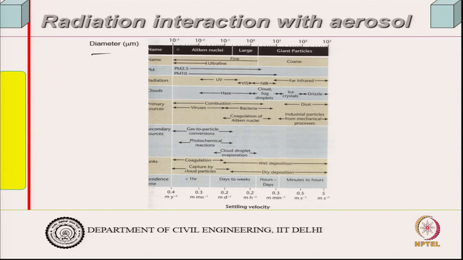If you look at the diameter in microns, these are the equivalent Aitken nuclei, as they call them. The range is 10 to the power minus 3 microns to 10 to the power 3 microns, which means 1 millimeter. So, we are looking at these sizes. These include clouds, various combustion sources, secondary sources, gas-particle and photochemical reactions, cloud droplets, etc., and there we have the settling velocity.